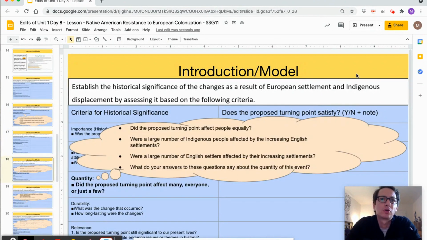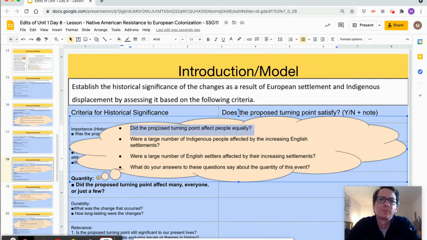So after that, we have Quantity. And in addition to determining the number of indigenous people and English settlers impacted, you also might want to consider this first question, whether the number of people impacted across these two groups was equal, or if one group was impacted disproportionately.